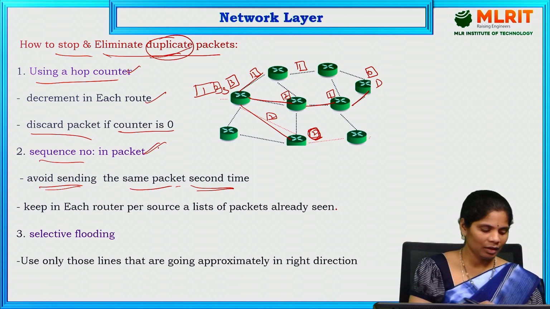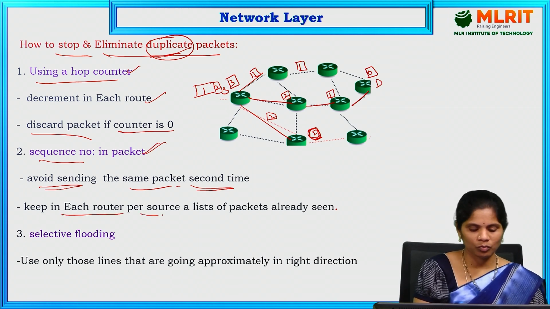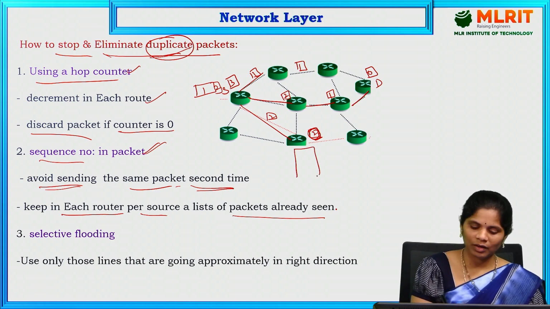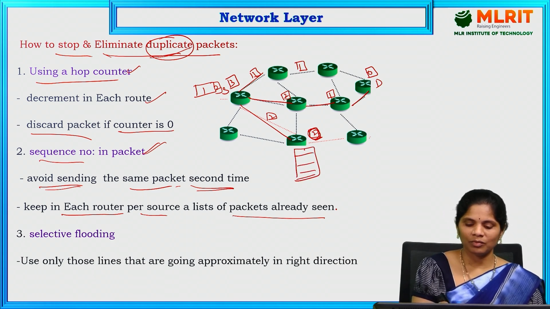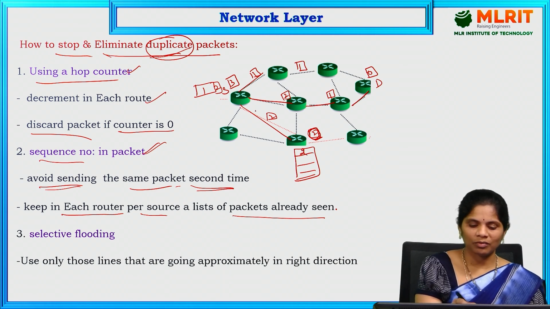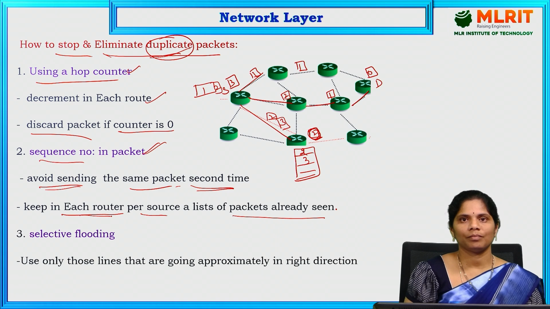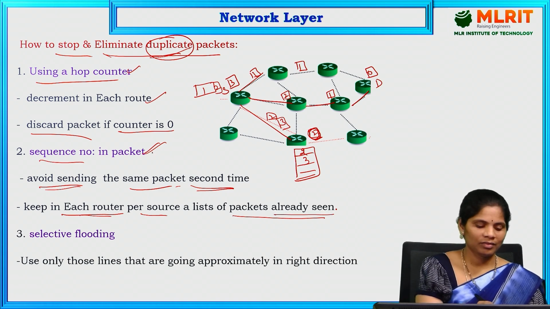And next one is keeping in each router, per source, a list of packets already seen. Suppose for each and every route we have to give some table of which packet arrived. Here 2 has arrived. Next, suppose 3 is coming on this route. 3 has arrived. Like this we have to give some router table which records what has already been visited. That is the sequence number in the packet.